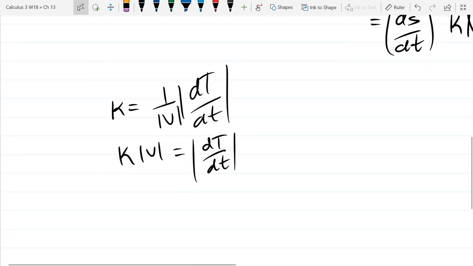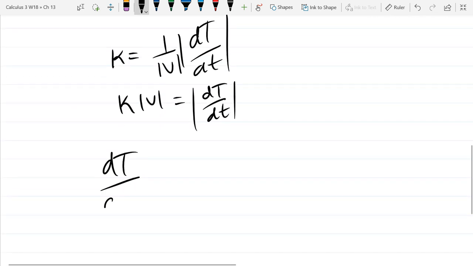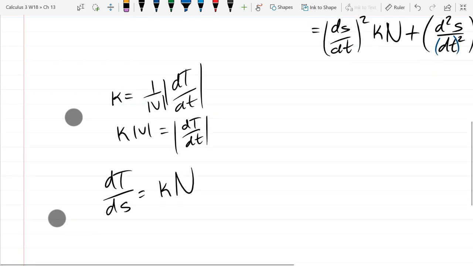I have another identity written down, which is dT over ds equals kappa N. Why would this be true?